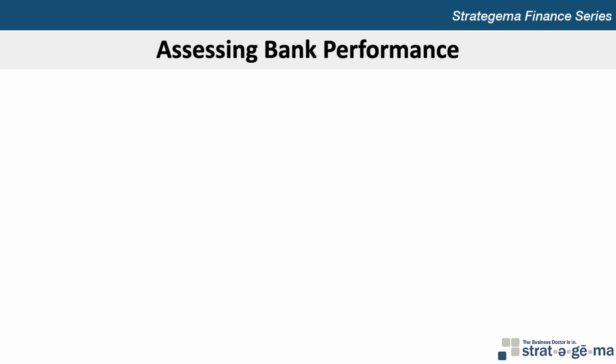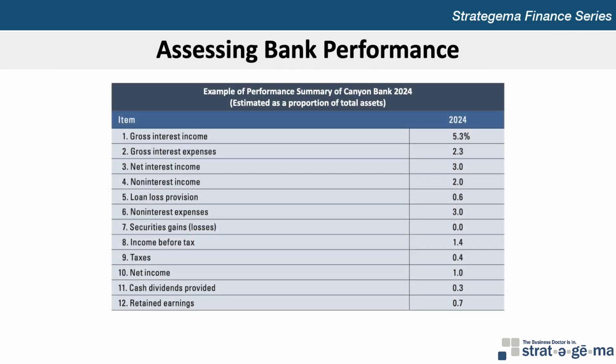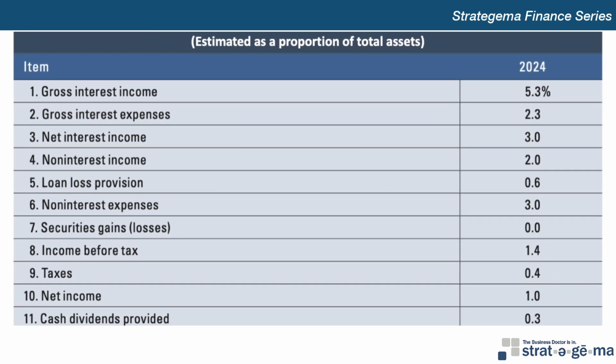The next major concept in the chapter is assessing bank performance. This exhibit illustrates how the general performance of a bank is summarized, based mostly on income statement items, and offers insight about a bank's income, expenses, and efficiency.